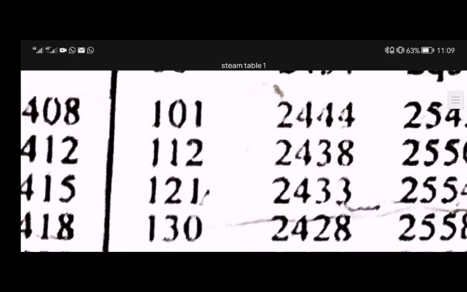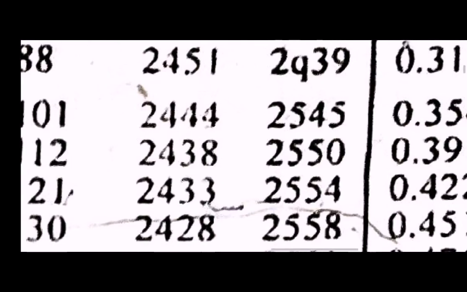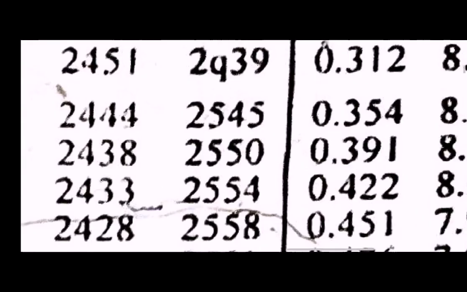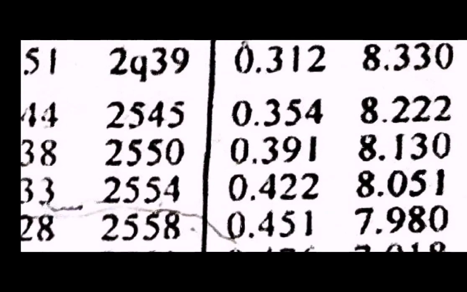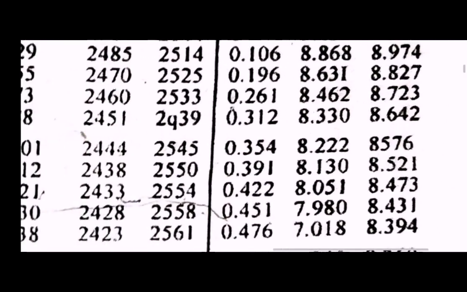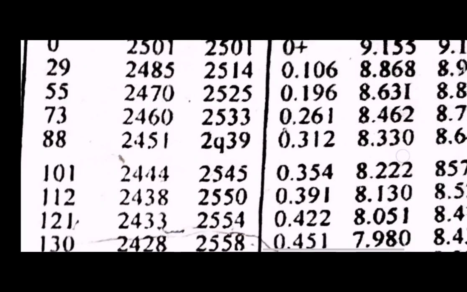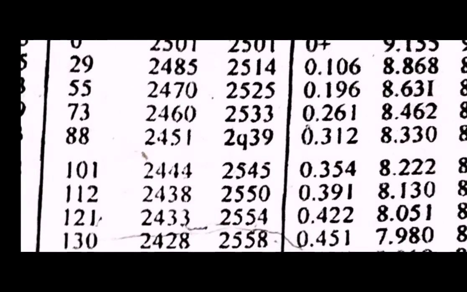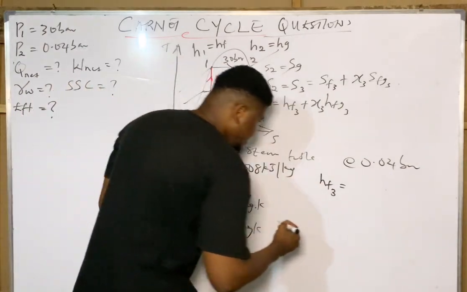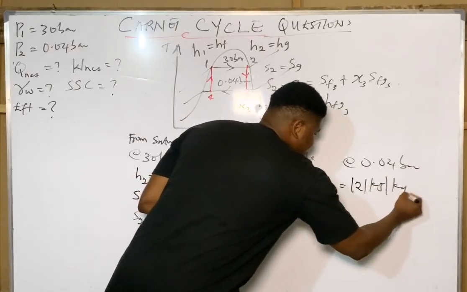These are HF. So this HF becomes HF3, 121. This is HFG3, 2433, and this is HG, 2554, and this is SF3, 0.422. This is SFG3, 8.051. This is SG, 8.473. If you trace up, you're going to see this is HF, HFG, HG. So this is what we need for the pressure 0.04 bar. So HF3 is 121 kilojoules per kilogram.